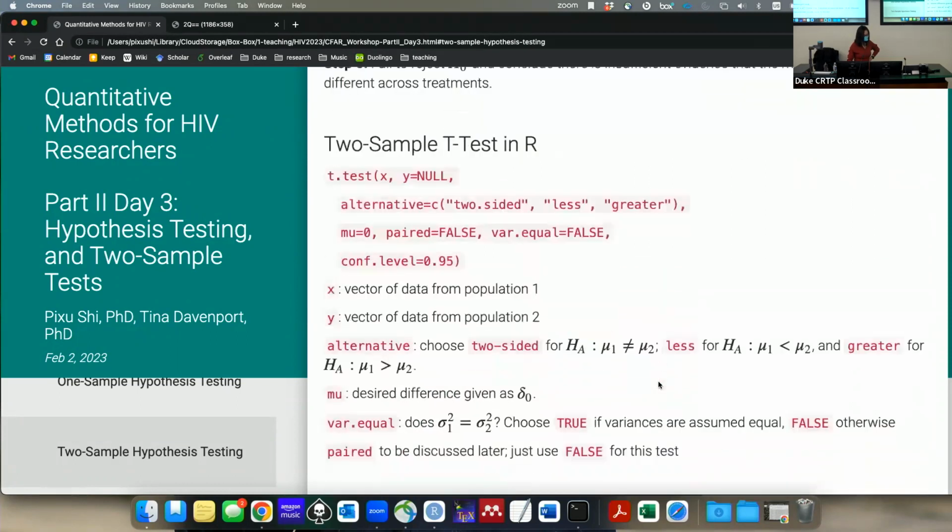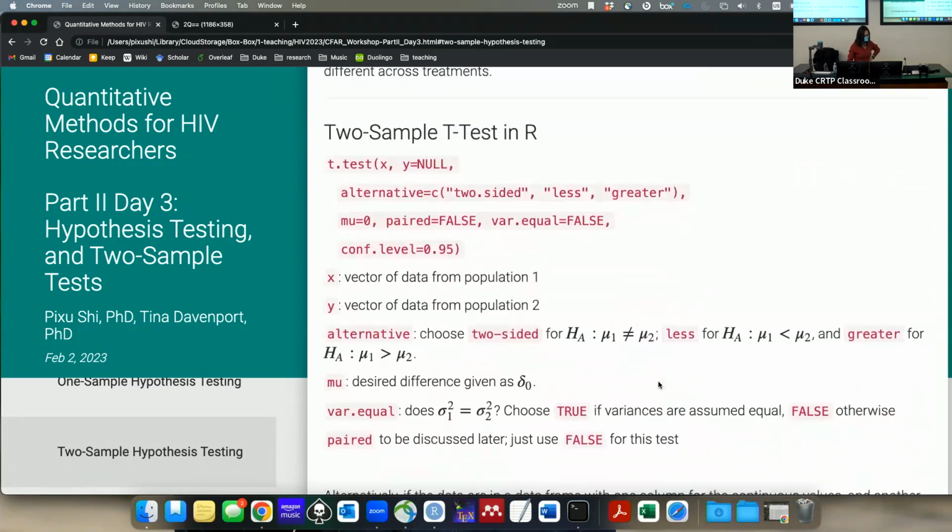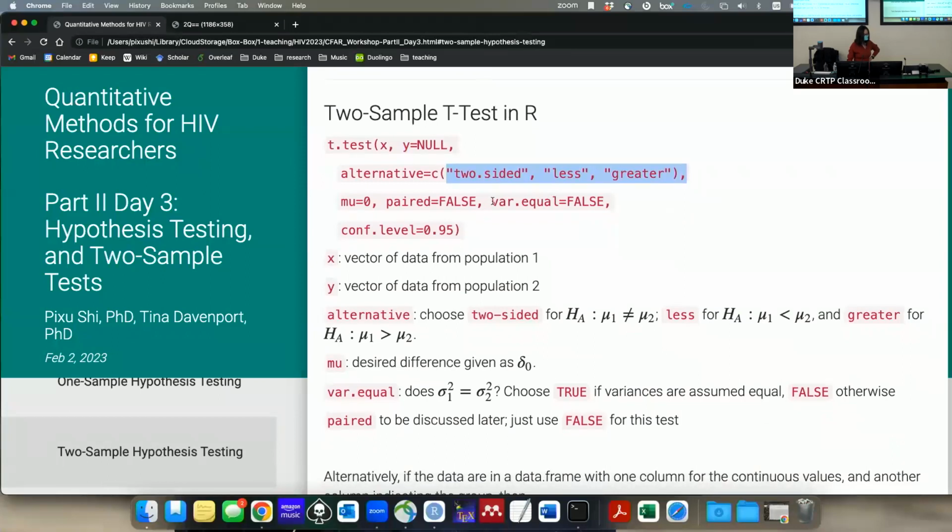The most useful thing is the function here. If you have two samples, you will put both x and y here, and you can choose which alternative you have. And for the equal variance test, you set var.equal to true. For the unequal test, you set it to false.